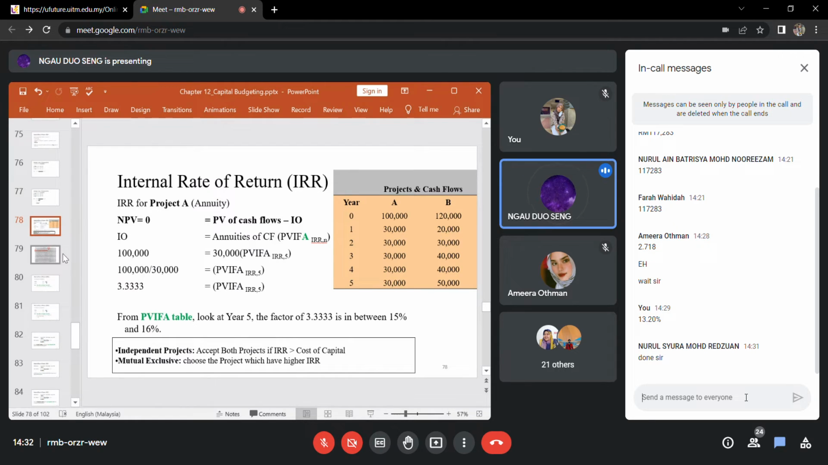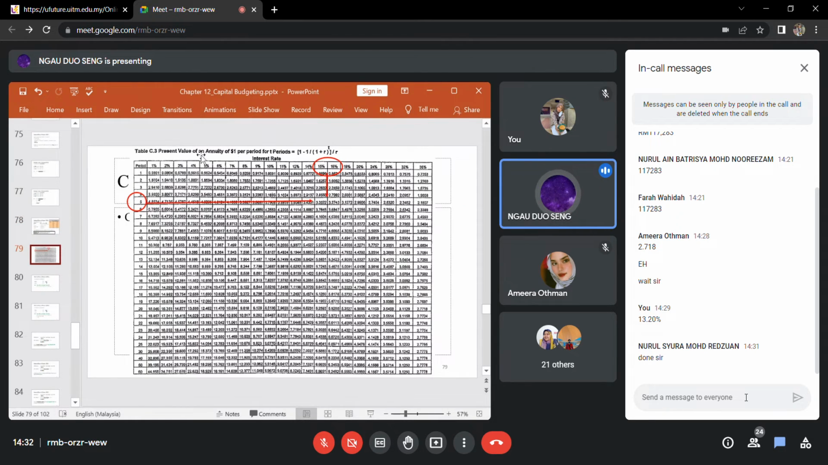So we check. First thing, we read the table. Table C.3, present value of an annuity. So we check on year 5. We know year 5, then in the table we look for 3.3333. And then after that, we find that 3.333 is in between 15% and 16%.